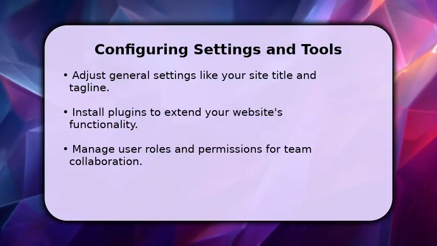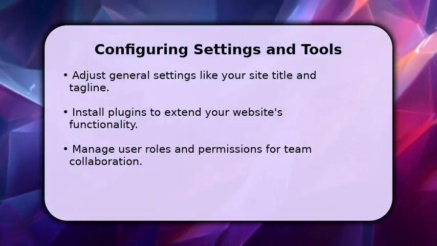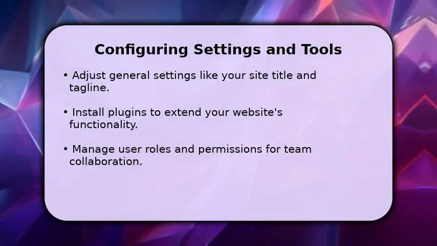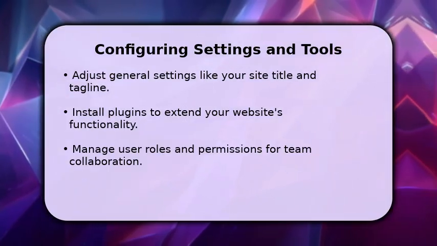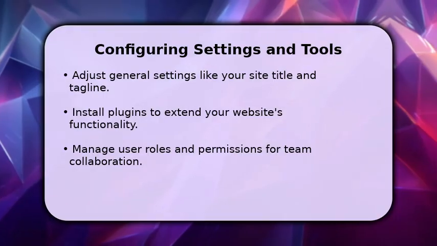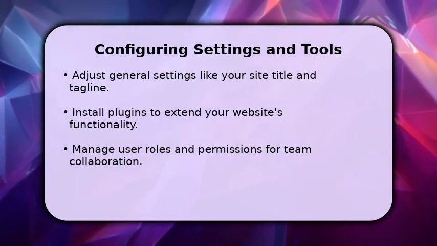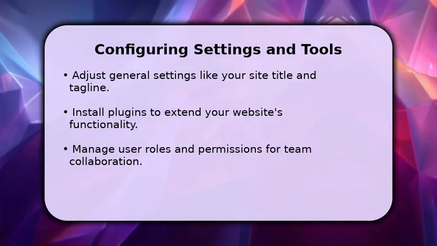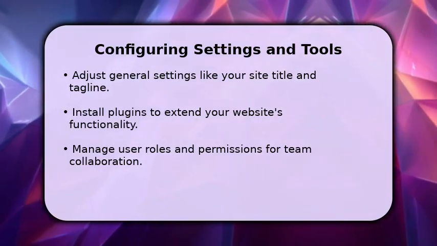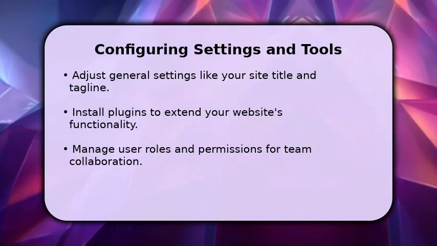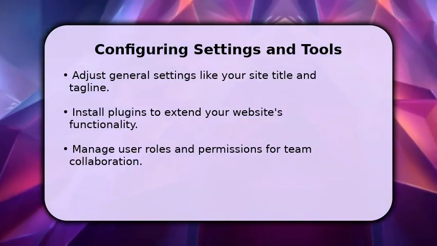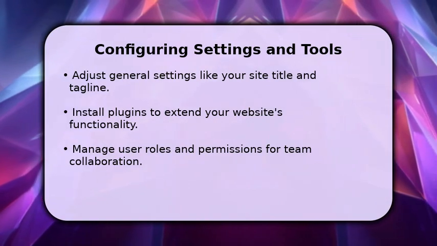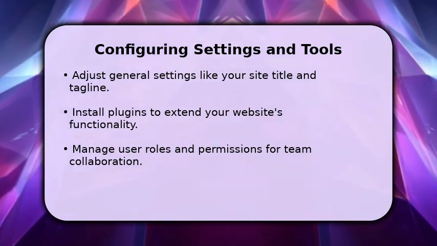Finally, let's look at the essential settings and tools that keep your WordPress site running smoothly. You can easily adjust fundamental settings, such as your site's title and tagline, to accurately represent your online presence. Plugins are powerful additions that can extend your site's capabilities, from security to e-commerce, with hundreds of options available. Managing user roles allows you to control who can do what on your site. Don't forget to optimize your permalinks for better search engine visibility, ensuring your site is easily discoverable.